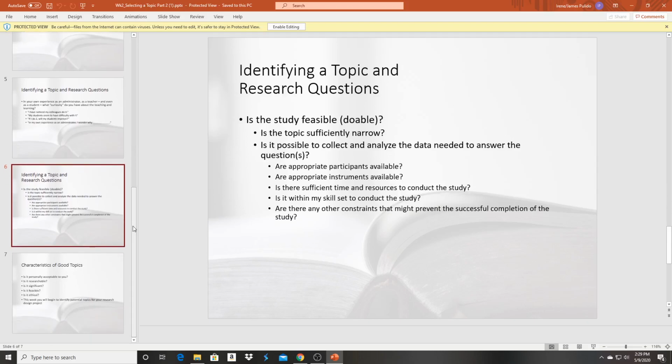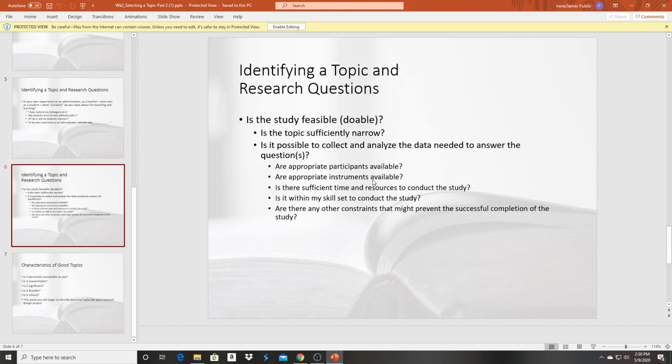Okay, for research questions, identify a topic and research question. Is the study feasible, doable? When you sketch it out, that's a good topic, but what are my steps in acquiring those data and then interpreting those data? Are appropriate participants available? We'll discuss that later, because there is a minimum number of participants you have to use, especially if you're using quantitative analysis. Are appropriate instruments available?